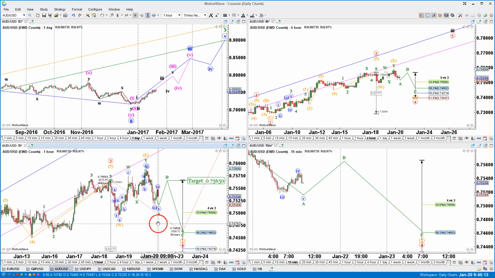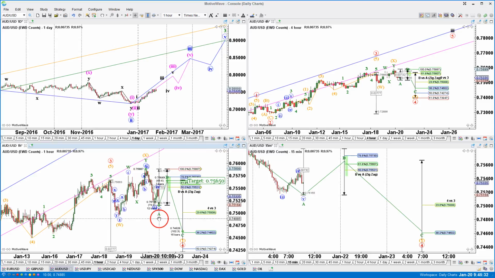So this will be the wave A. Then we expect a B wave at the 75.65. So this will be our target area, 75.65, because that is the area of the 61.786. It's the middle between the 61.786. So it's a target area in order to find the B wave reversal.